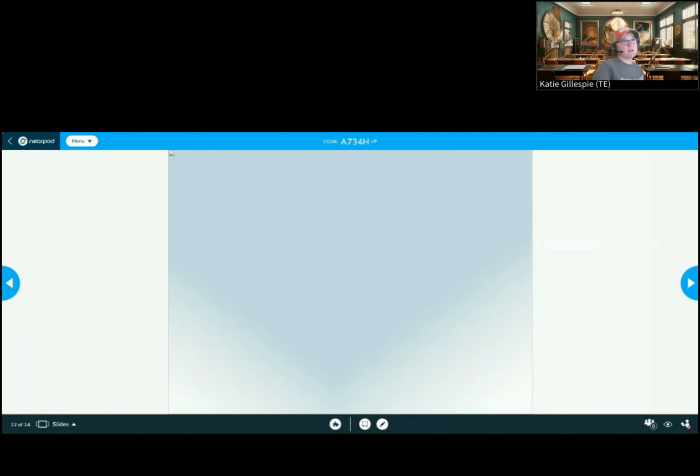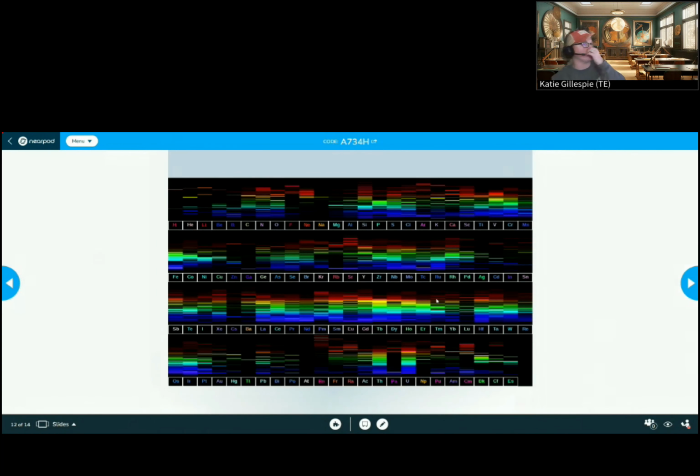The vast amount of data that we have about distant stars comes from these pieces of technology. And I don't know what's happening with my Nearpod here, but I think that was it. All right, big takeaways. Oh, there we go. Beautiful.